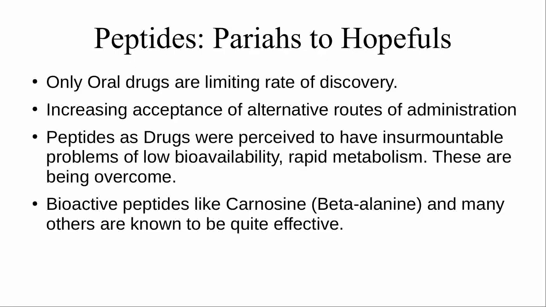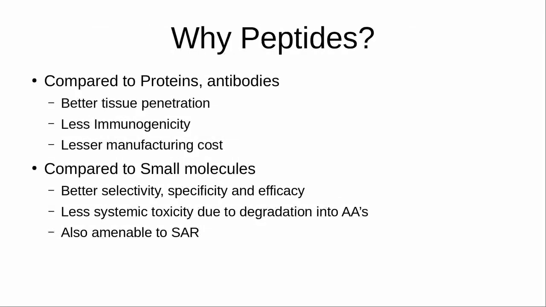There have been lots of examples that have been identified as bioactive peptides. More than 60 to 80 have now been approved by the FDA for various uses, and thus they are worth our attention. They do have certain advantages as compared to larger macromolecules like proteins and antibodies, in that they have better tissue penetration, they elicit a lesser immune response, and they have a lower manufacturing cost.